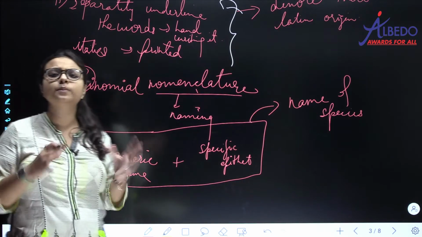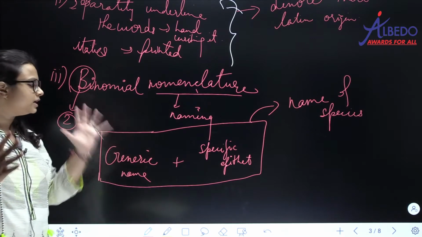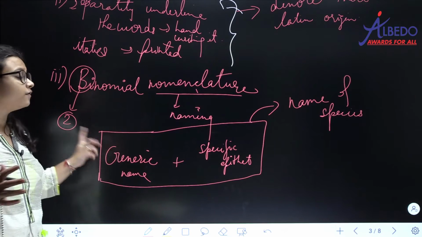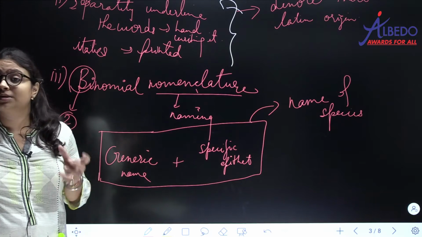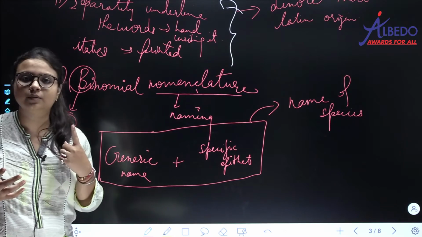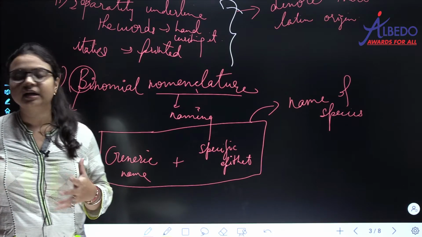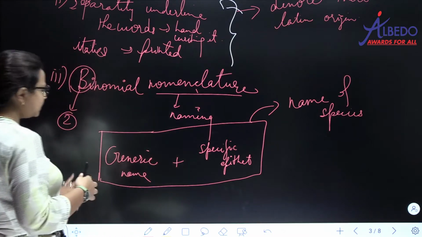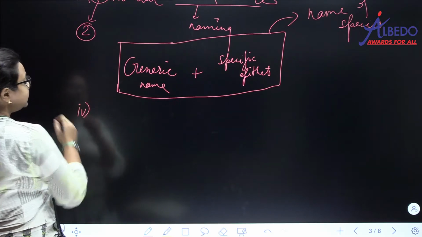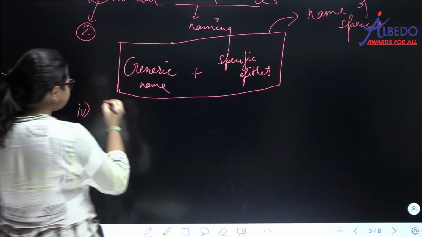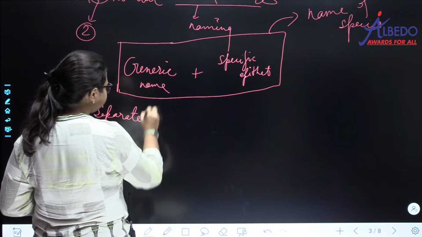So if someone asks you how many words are there in the name of a species, is it one? Is it two? It is two. Why? Because the name of the species constitutes both the generic name and the specific epithet. And how many words does the generic name have? Only one word, because the first word is itself the generic name. These two words are written or printed separately.